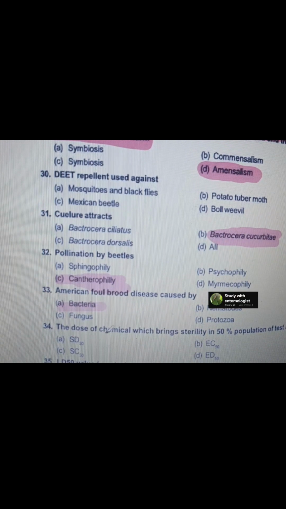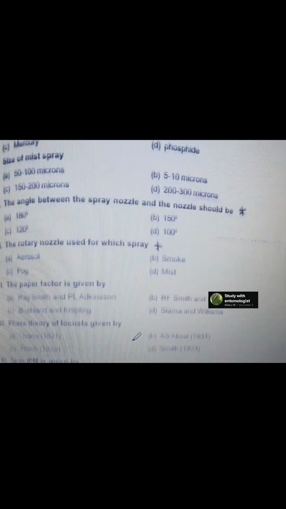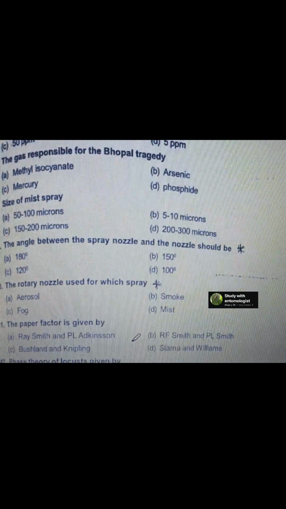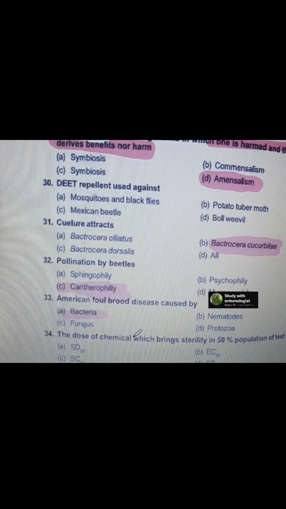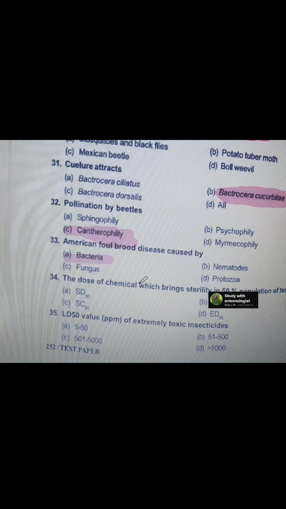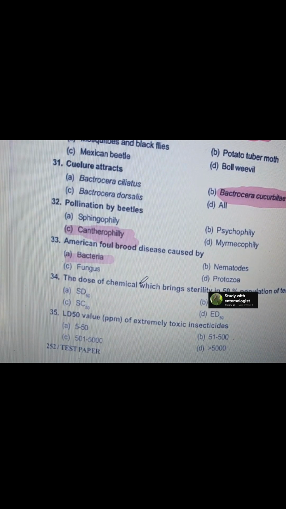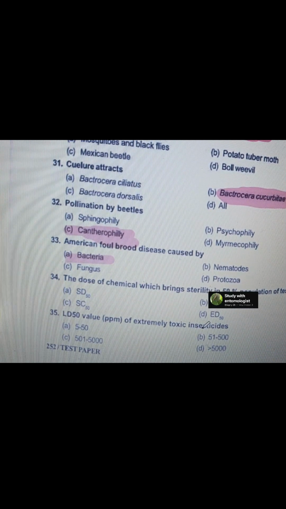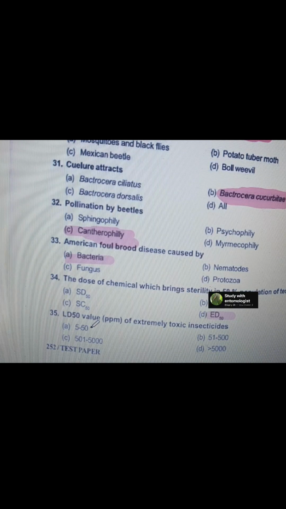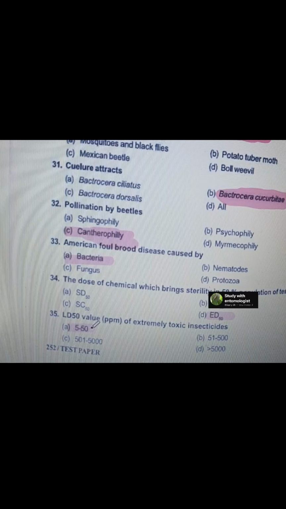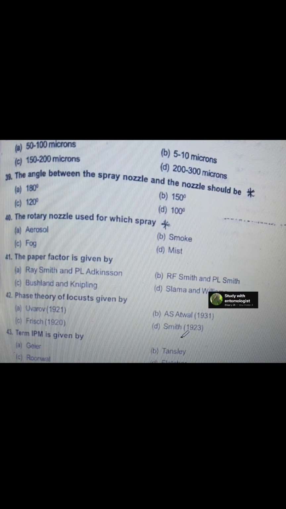Then the dose of chemical which brings sterility in 50% population of test animals, so it is known as ED50. Next question is LD50 values of extremely toxic insecticides. So it is 5 to 50. We all know that if LD50 is low, it means that chemical is highly toxic.